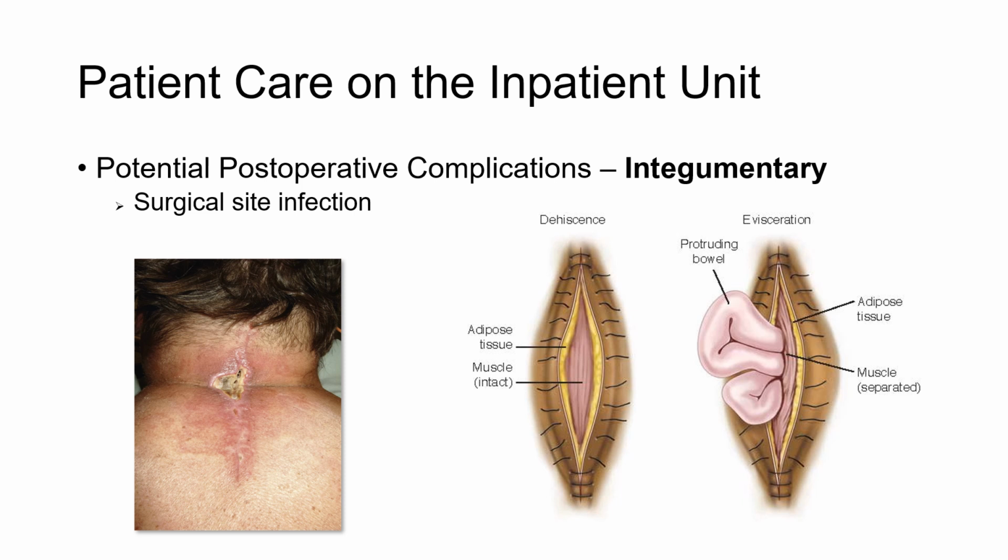So what does infection look like? In simplest terms, it's going to look angry. The site's going to look angry, really red, really inflamed. It could be edematous. It can have oozing, purulent drainage. It can have an odor.